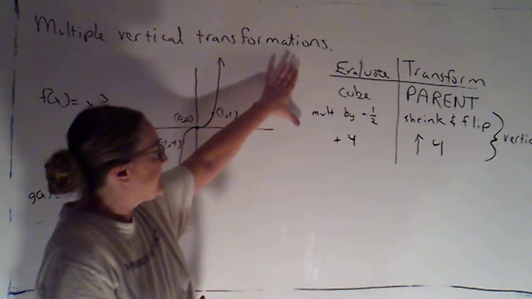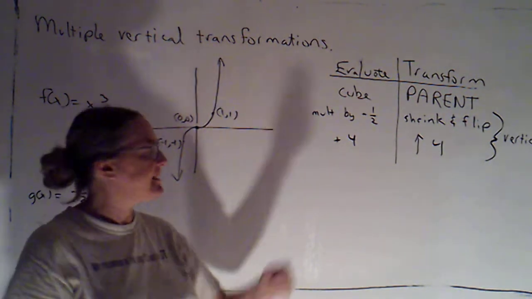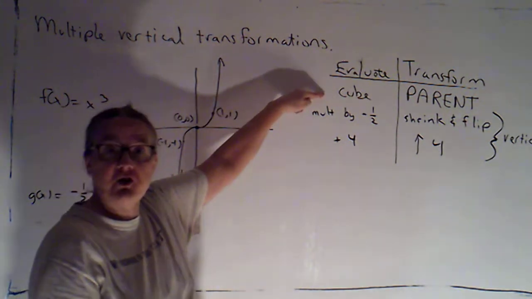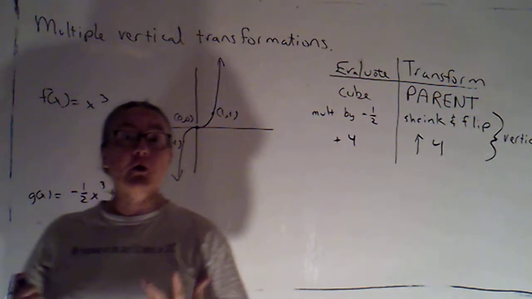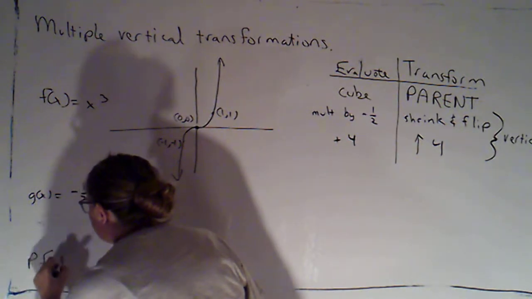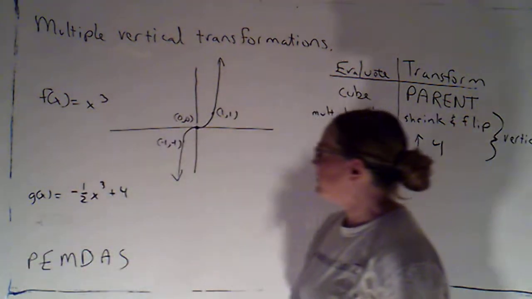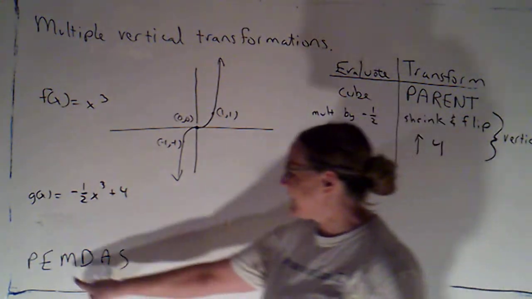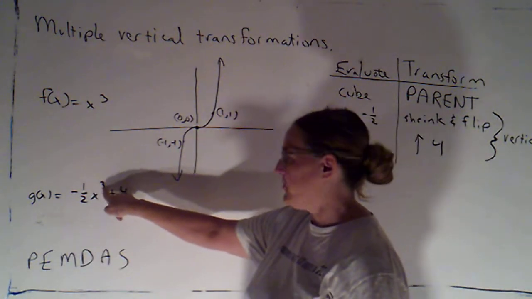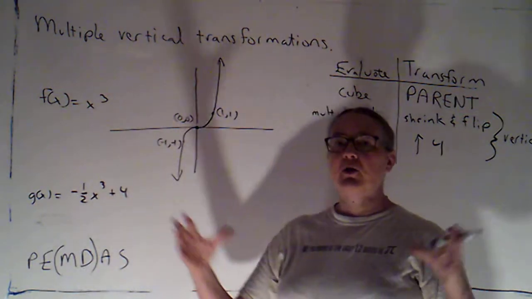So I've created my table here, where if I were plugging in a number for x to evaluate it, the first thing I would do is cube the x value. That's just order of operations. So order of operations, remember, is PEMDAS. I would do parentheses first. I don't see any parentheses. Then I would do exponents, so I would do the cubing.